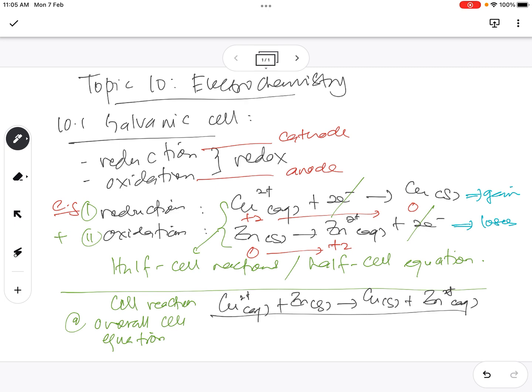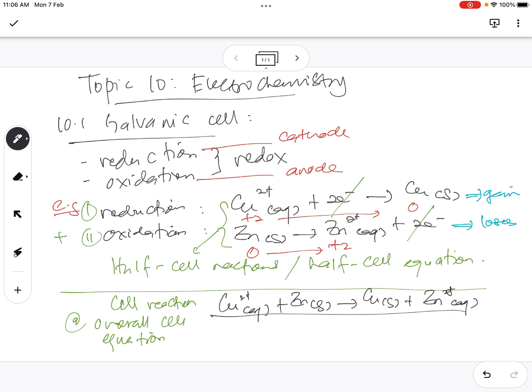Boleh ke? Boleh. Okay, so saya repeat balik pada slide nombor 1 ni. The important terms anda kena tahu. First reduction, second oxidation, third redox reaction, fourth cathode, fifth anode, sixth half cell reaction or half cell equation, seventh overall cell reaction ataupun cell reaction. Okay, these are the terms, introduction terms lah yang anda kena tahu lah.